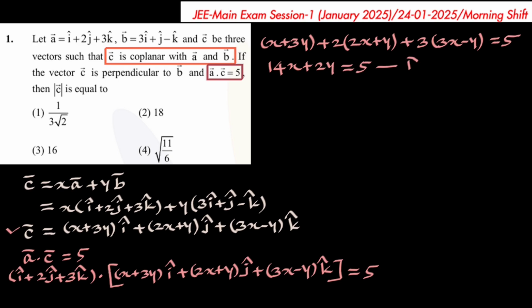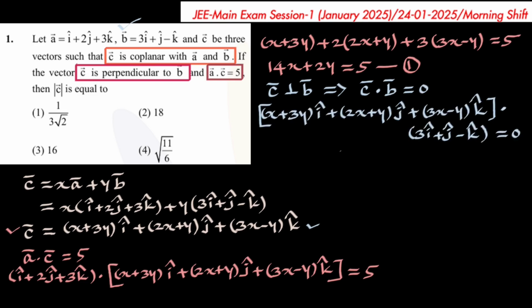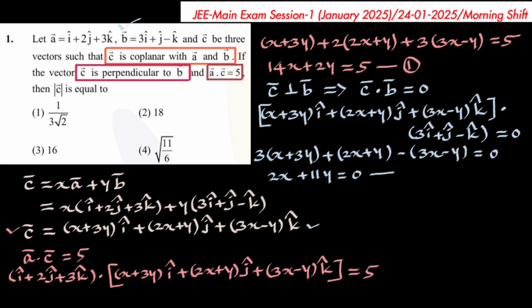We name this 1. C bar is perpendicular to B bar, which implies C bar dot B bar is 0. Writing this C bar and this B bar, taking dot product, after simplification, it is 2x plus 11y equals 0. We name this 2. Solving equation 1 and equation 2 simultaneously, we get x equals 11 upon 30 and y equals minus 2 upon 30.